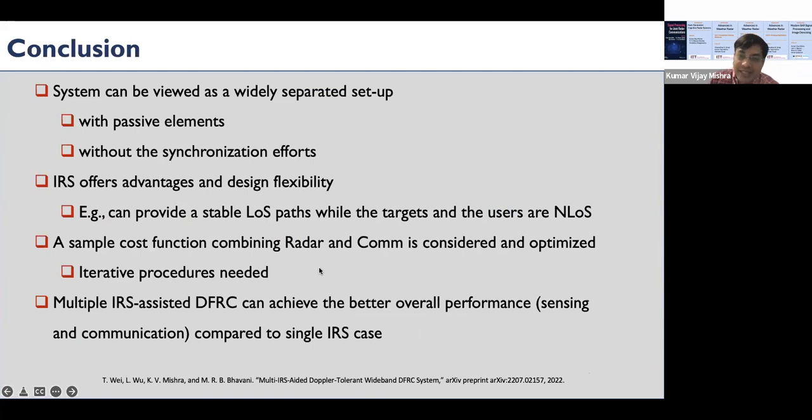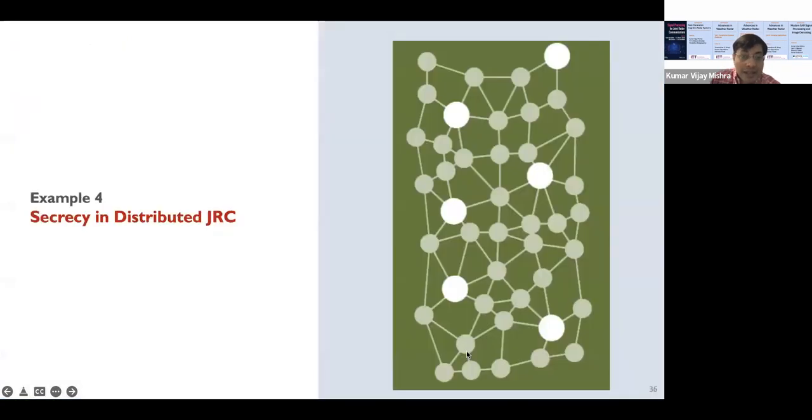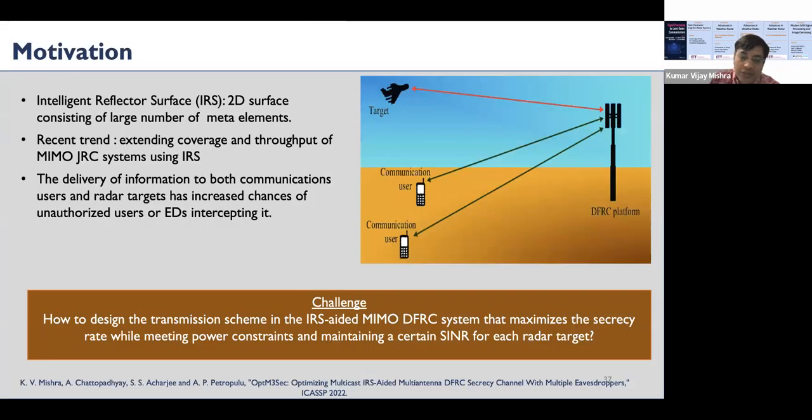Okay, so what I presented here is actually a subset of what is there in our paper, but I think it gives an idea for this IRS. The next one is also IRS, but this is a secrecy rate application. So I'll just give a brief idea, and then I'll hand it over to Bhavani for the next segment. But I'll just explain this problem because it is a very popular problem in joint radar communications.